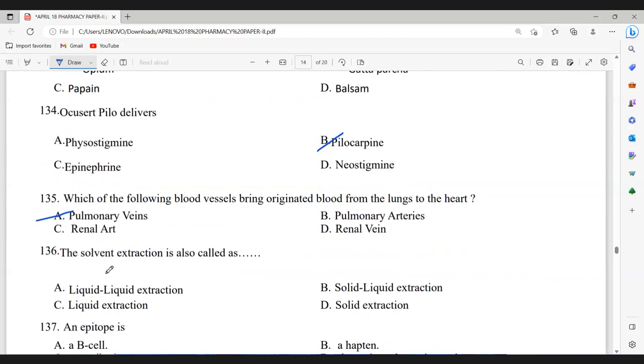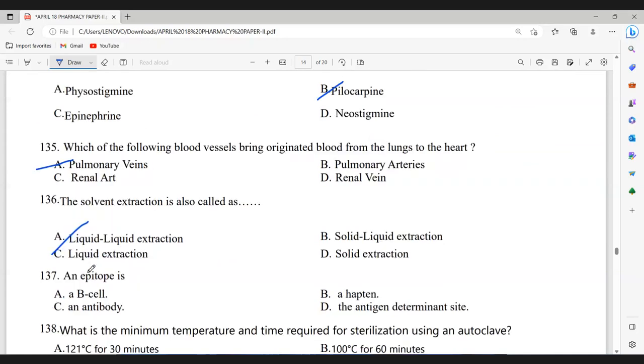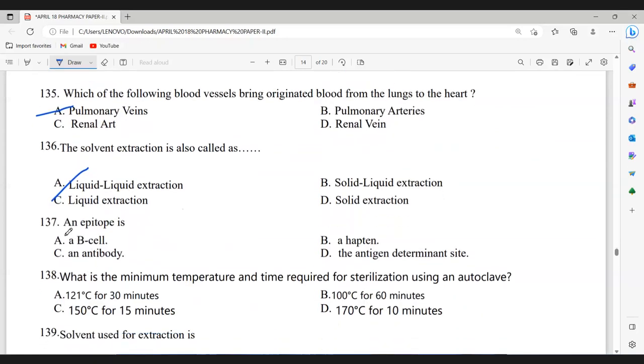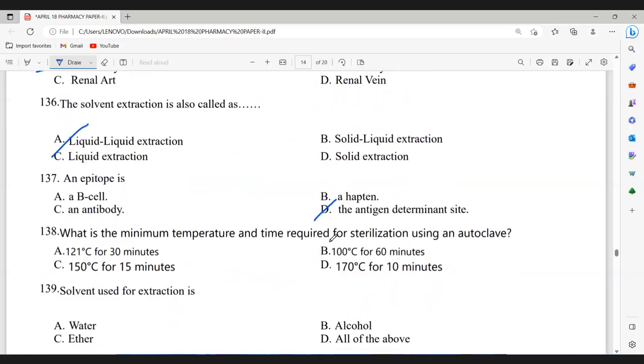Then 136. The solvent extraction is also called as, any direct question, that is liquid extraction. Then 137. An epitope is, any direct question, an antigen determinant site. 138. What is the minimum temperature and time required for sterilization using autoclaving? 121 degrees Celsius, 30 minutes.